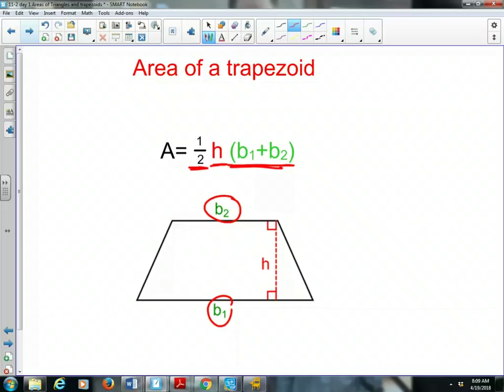Once again, like every other figure, the height and the bases are always perpendicular. So don't think that this is the base. This is called the leg of the trapezoid. Don't think this is the height. This is the leg of the trapezoid. The height is the perpendicular distance. So you need these 90-degree angles for that perpendicular distance.